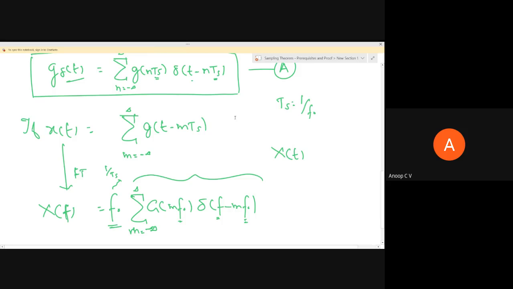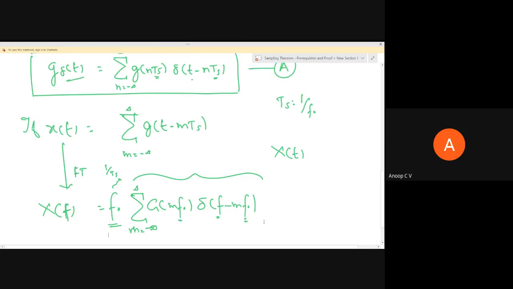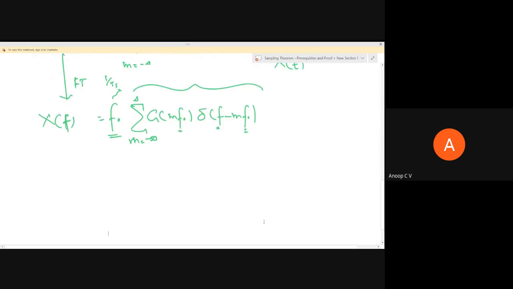So we can use the duality property. Why duality? If x of t has Fourier transform capital X of f, then the Fourier transform of capital X of t will be x of minus f. So that's the duality theorem.